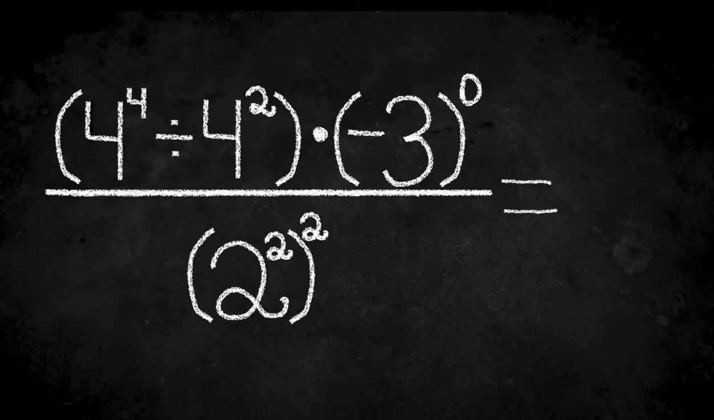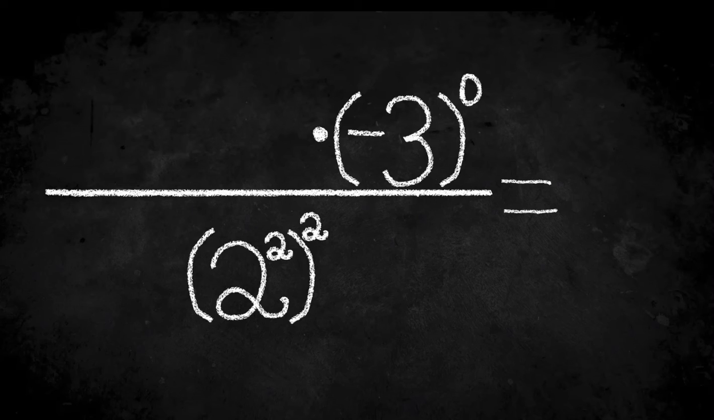Now first, let's solve 4 to the power of 4 divided by 4 to the power of 2. To solve this, we're going to use what we learned earlier. So the base number is the same, so we're going to subtract this from this, so 4 minus 2 equals 2. So we need to solve what 4 to the power of 2 is, which is 16. So let's get this out and replace it with 16.